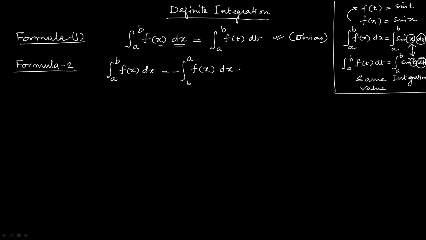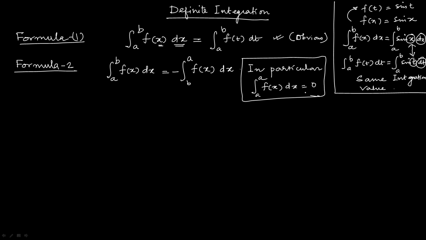Integral from a to b of f(x) dx, and from b to a of f(x) dx. In particular, when the upper limit and lower limit of the integration are both the same, it will be 0. It is to be remembered, and it is very easy because this is the function f(x), here this is the point a.